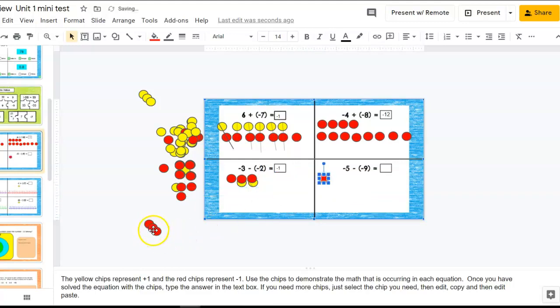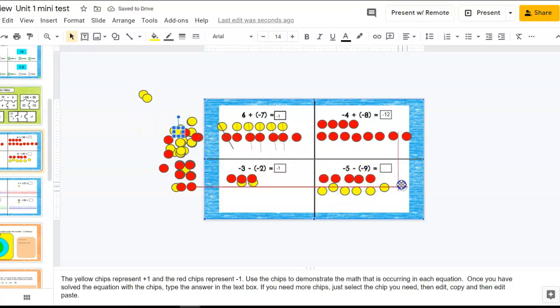So negative 5. That's 4, 5, and a negative, and I'm going to subtract a negative 9. I can't subtract a negative 9, so I am going to add a positive 9. 1, 2, 3, 4, 5, 6, 7, 8, 9.